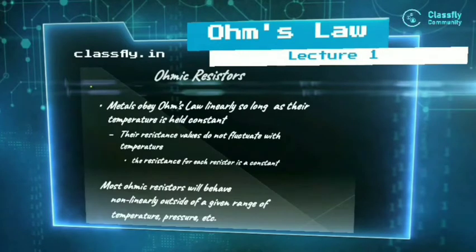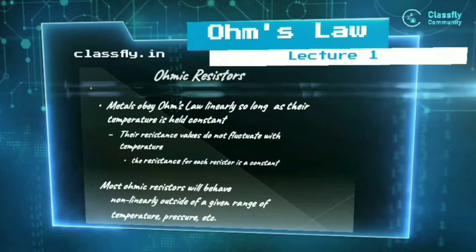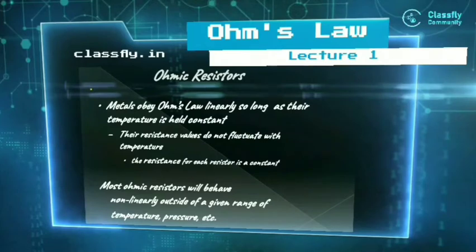Now, the ohmic resistor. What is an ohmic resistor? Metals obey Ohm's law linearly so long as their temperature is held constant. A resistor is said to be ohmic when it follows Ohm's law, right? And what is linearly? Linearly basically means whenever the current increases, the voltage will also increase. But current is always inversely proportional to the resistance. That means if the current increases, the resistance will be low.